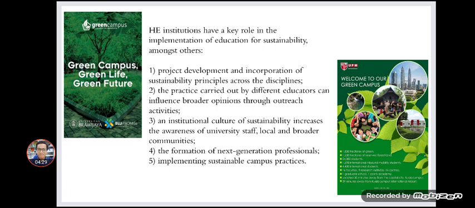According to several local scholars that studied sustainability in the higher education realm, higher education institutions have a key role in the implementation of education for sustainability. Amongst others, number one, project development and incorporation of sustainability practices and principles across the disciplines. Number two, the practice carried out by different educators can influence broader opinions through outreach activities. Number three, an institutional culture of sustainability increases the awareness of university staff and of local and broader communities. The fourth one is the formation of next generation professionals. And the last one is implementing sustainable campus practices.